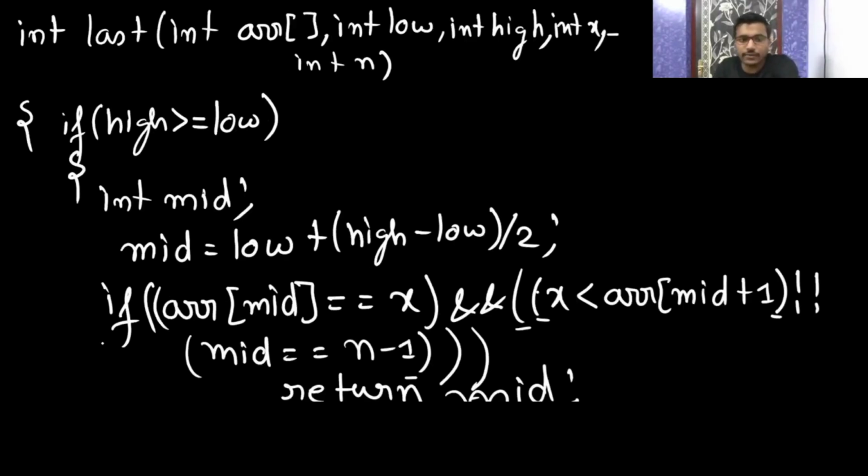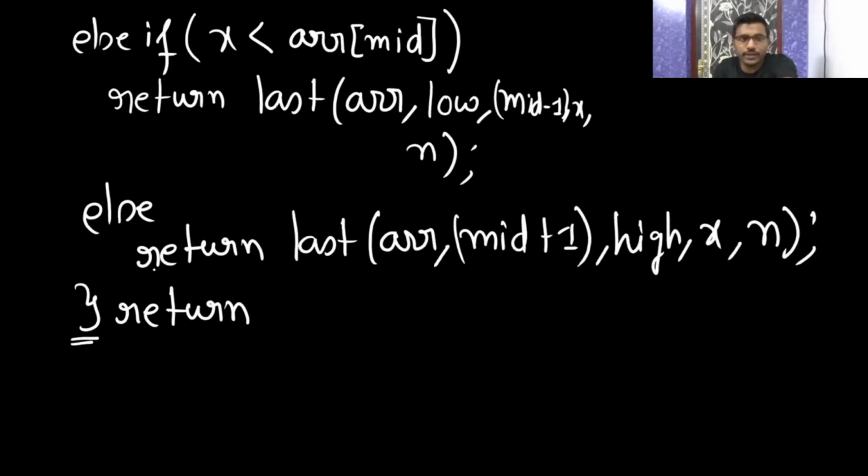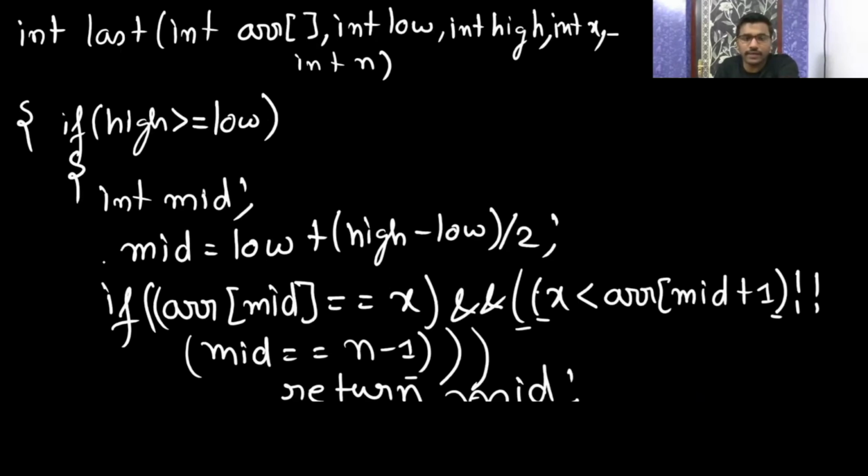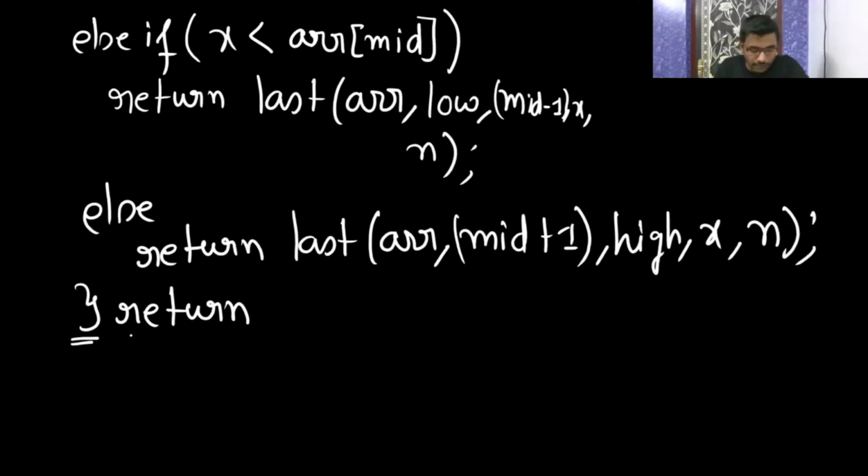I have closed the if, but this is not closed. So if it is an unsuccessful search, then return minus 1. Try to find the time complexity. What is going to be the time complexity and space complexity of that? It's a modification of binary search.